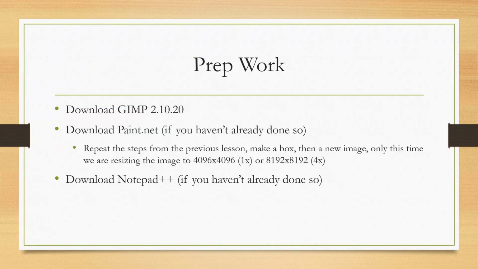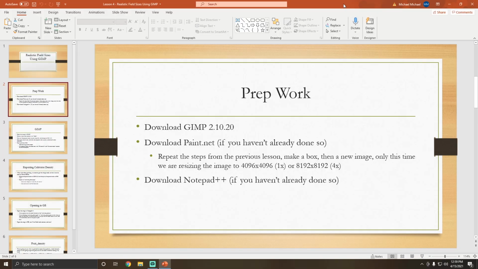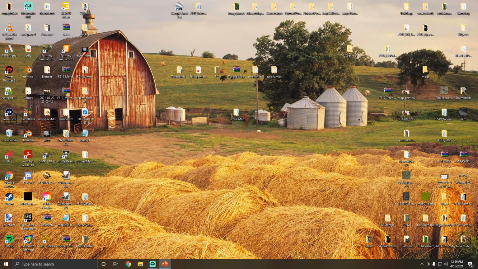Okay, so prep work. You're gonna need GIMP. I use GIMP 2.10.20. They probably do have updated versions. Hopefully they're not too different. But if you want to use this tutorial properly, I'm using that version. Okay. See here, Paint.net. You already have Paint.net. We're just gonna use this to scale our images. And Notepad++. You're gonna need Notepad++. You hopefully will have that already.